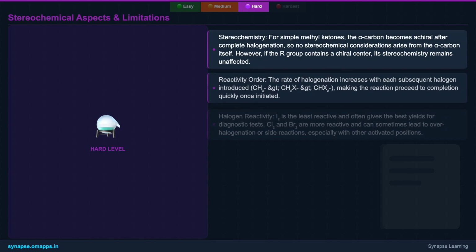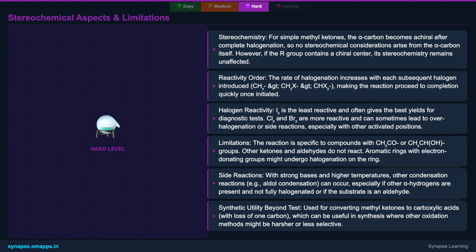Regarding stereochemistry, for simple methyl ketones, the alpha carbon becomes achiral after complete halogenation, so no new chiral centers are formed at this position. However, if the R group already contains a chiral center, its configuration remains unaffected.